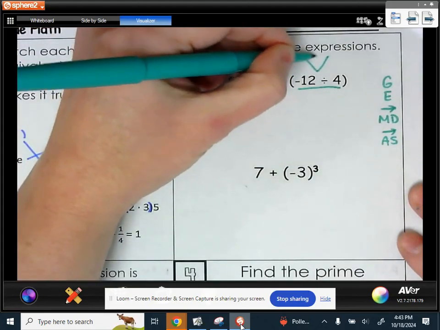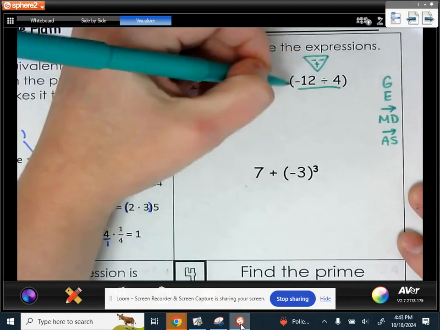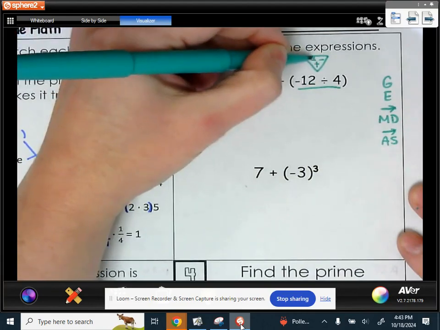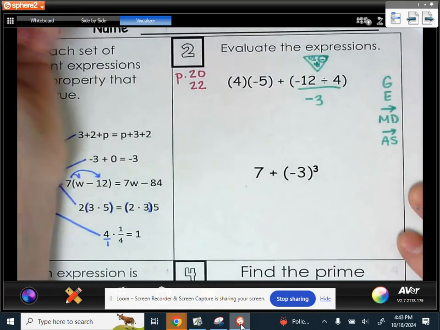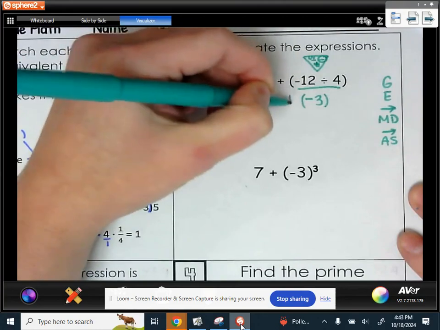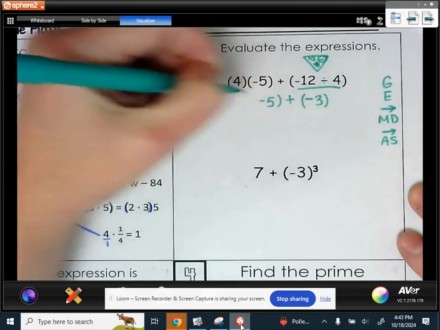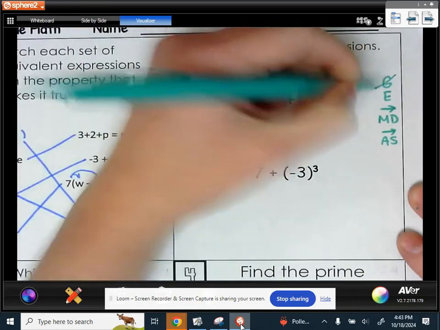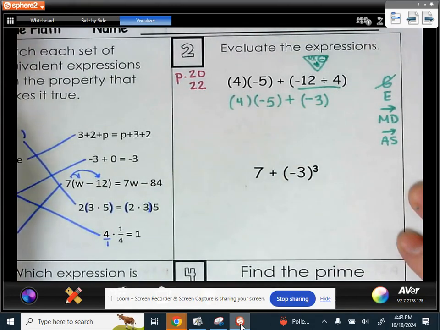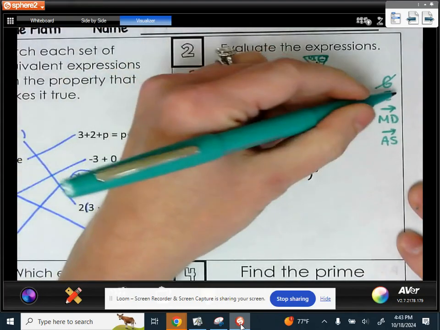For division, that would mean using a Dorito man. A negative divided by a positive is going to come out to a negative answer, and that would be -3. We're done with the grouping symbols, and I know that we do have some parentheses over here, but those don't count as grouping symbols because they only have numbers on the inside, not an actual problem.